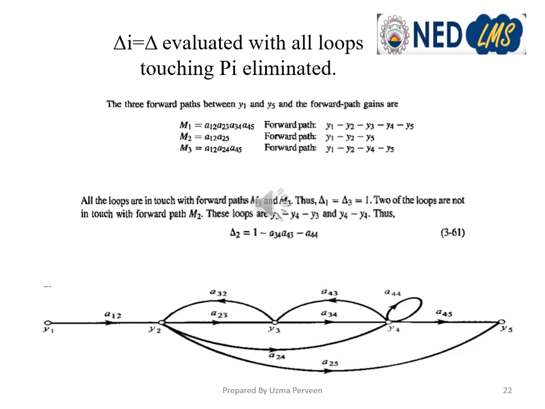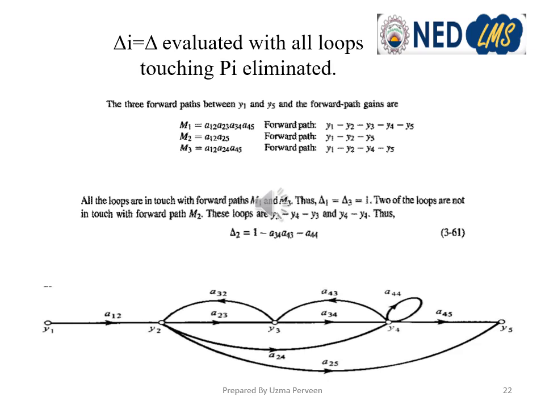If you see another loop, Y3 to Y4 and then again Y3, this loop doesn't have any common node if we watch carefully with forward path 2. In forward path 2, three nodes are involved, Y1, Y2 and Y5, and in this loop the two nodes involved are Y3 and Y4. It means there is no common node, so we have to consider this loop. Similarly, Y4 to Y4 is also non-touching to forward path 2.